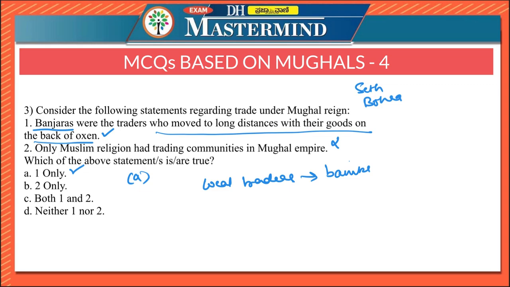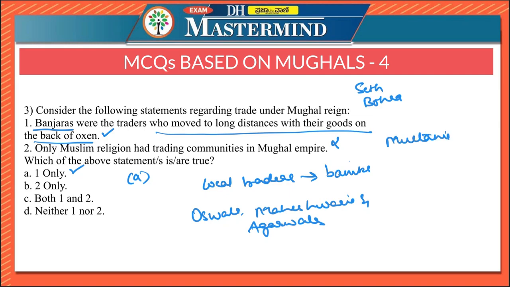In Rajasthan, Oswals, Maheshwaris, and Agarwals were present, and they were called Marwadis. Multanis, Khatris and Afghanis conducted trade with Central Asia. In South India, Shettis on the Coromandel coast and the Muslim merchants of Malabar were the most important trading communities.